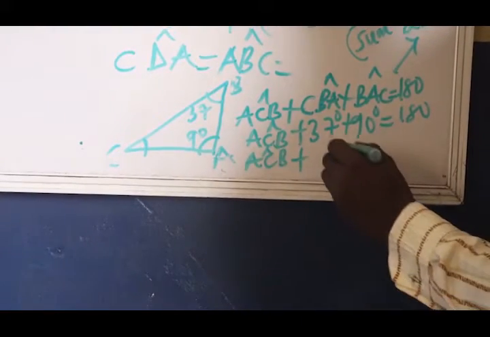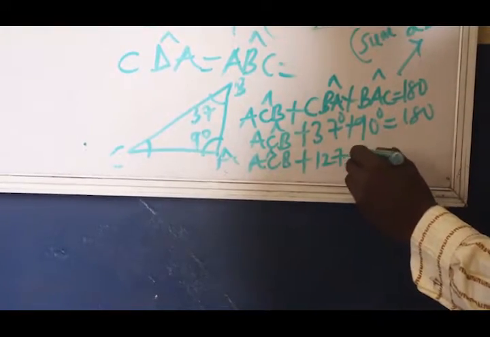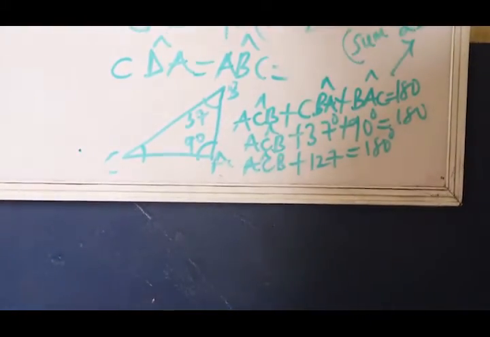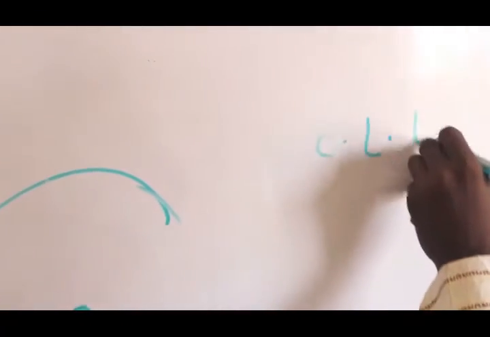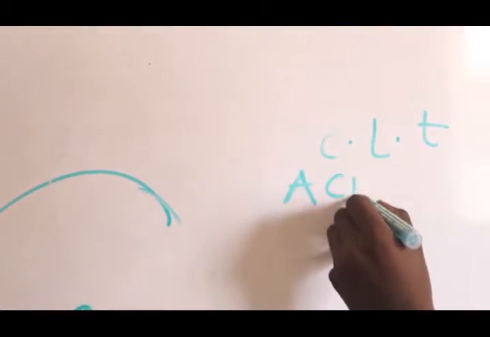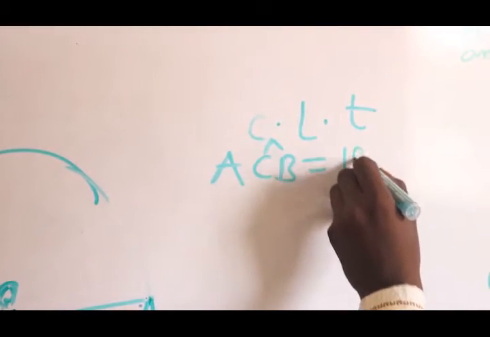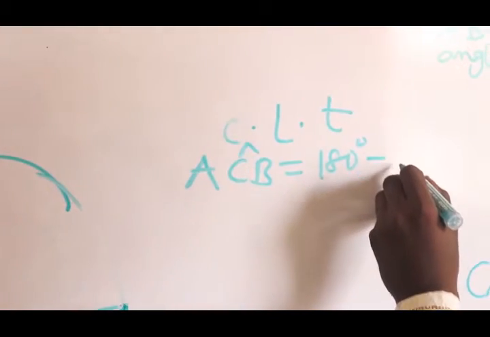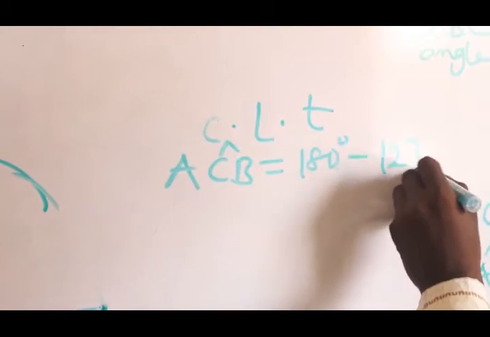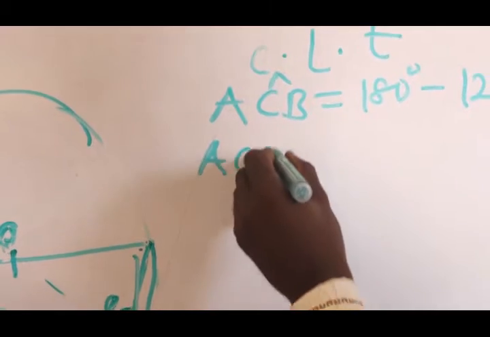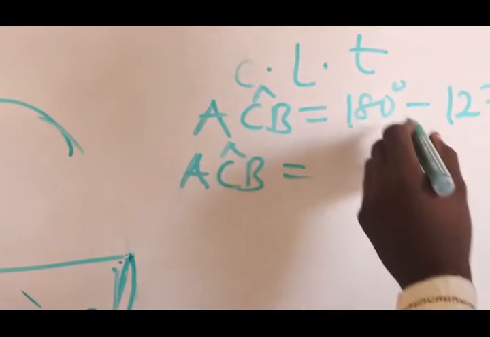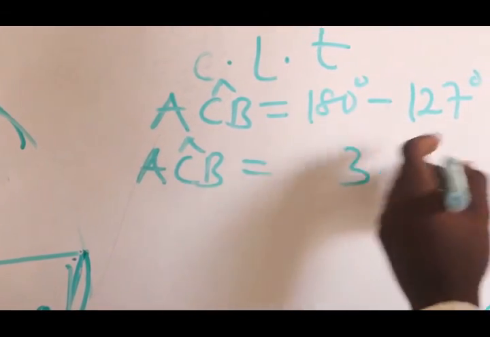When you add these two, you have 127. Then you continue, tell them to collect like terms. To find this now, you collect like terms. So you have ACB equals 180 degrees minus 127 degrees. We bring this to the other side. So ACB equals 180 minus 127, which gives 53.